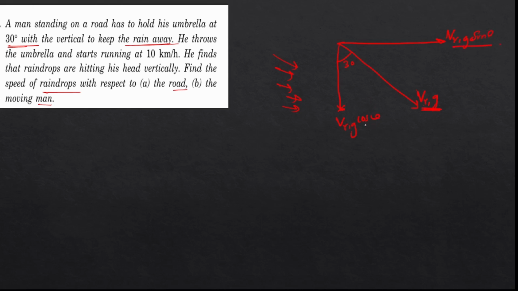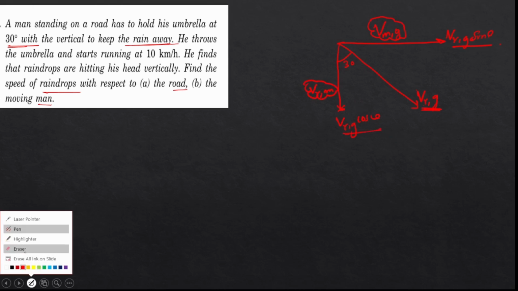Okay. Secondly, we have been given that the man starts running at 10 kilometer per hour. Whenever the man is moving, he is moving with respect to ground, right? So this should also be the velocity of man with respect to ground. And whenever the man is moving with respect to ground at a certain speed, then the rain falls vertically on this particular man. So this should also be the velocity of rain with respect to man, right? Whenever we resolve, we will get this kind of situation.